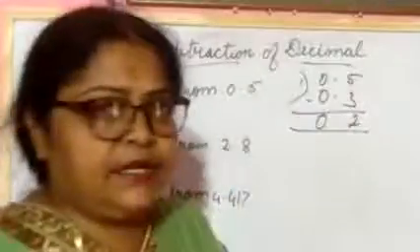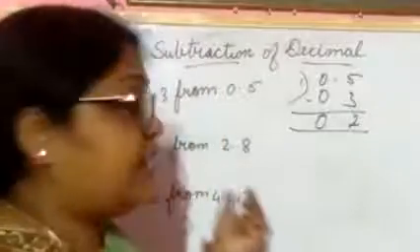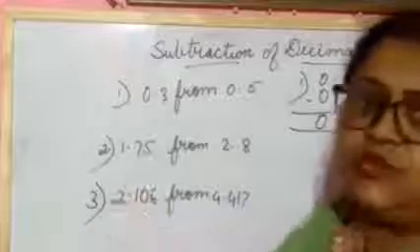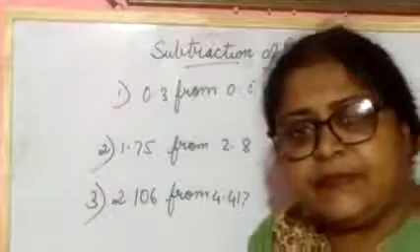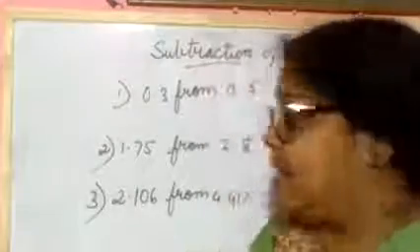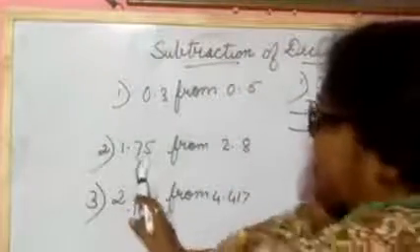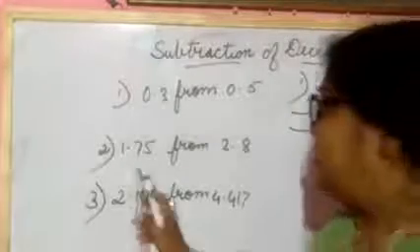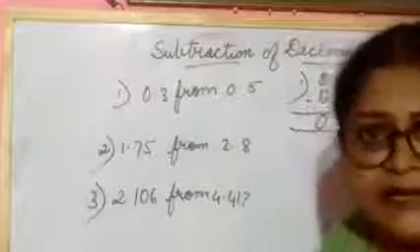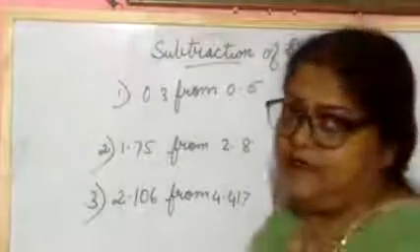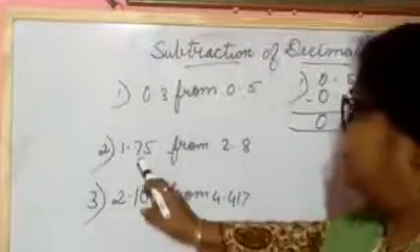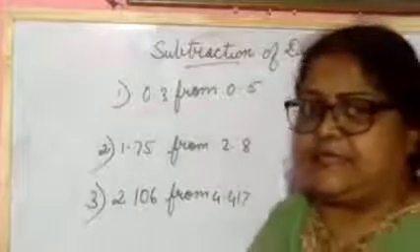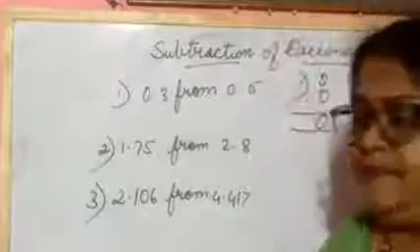Now what you have to do here? You have to see which number is in which place. So in this case, 1 is in which place? 1 is in the whole place. And after that the decimal point is there, and in the decimal part what numbers are there? 7 and 5. 7 in the tenths place and 5 in the hundredths place.